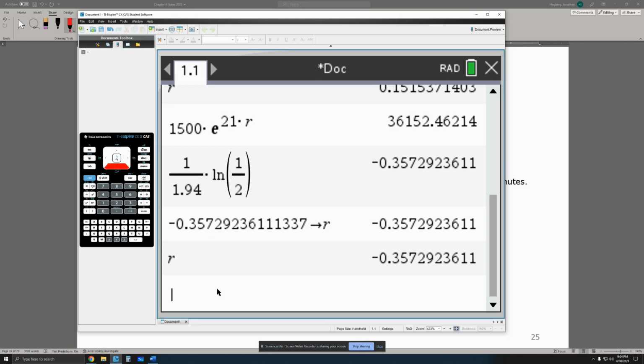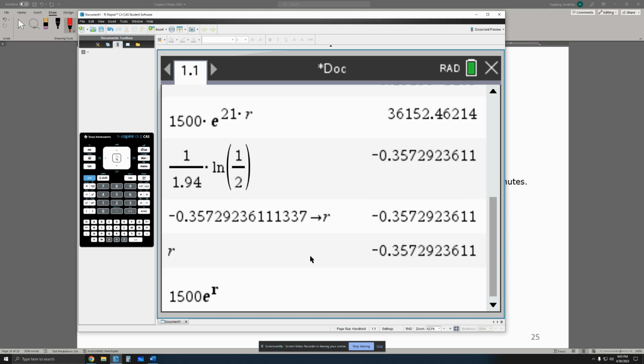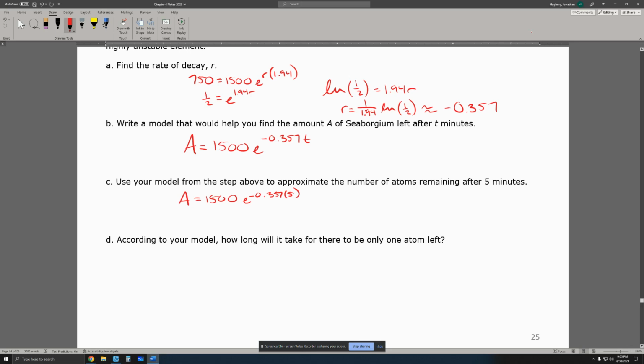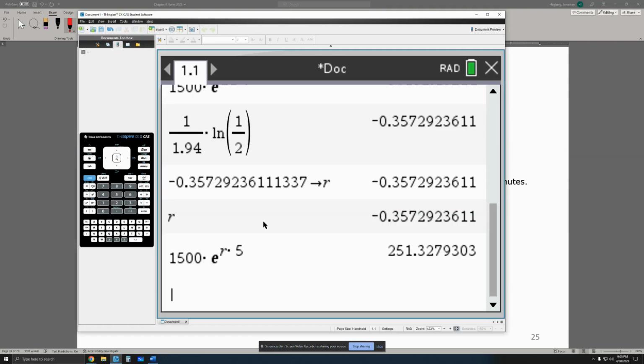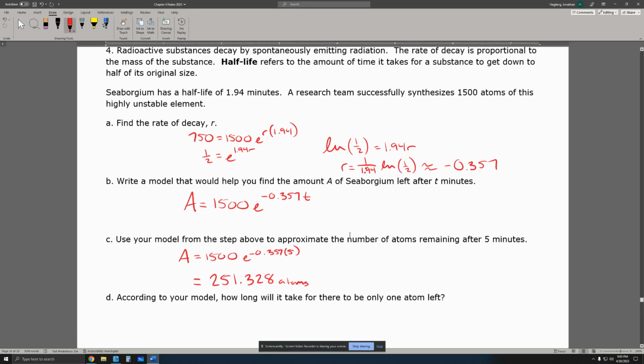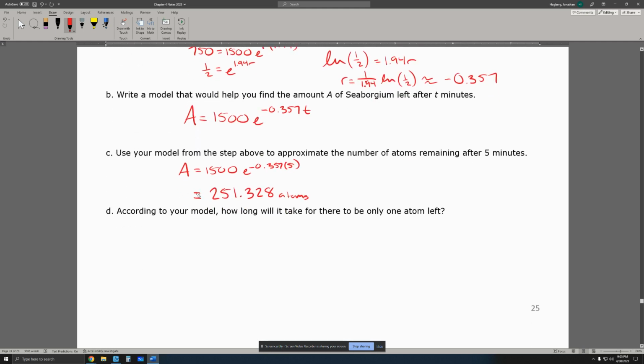All right, so let's go ahead and evaluate 1,500 times e to the power of r times 5. Control enter, and we get 251.33, or 328, we'll say. And those are atoms. Again, because we're talking about whole atoms here, we're going to say that there are 251 remaining atoms.